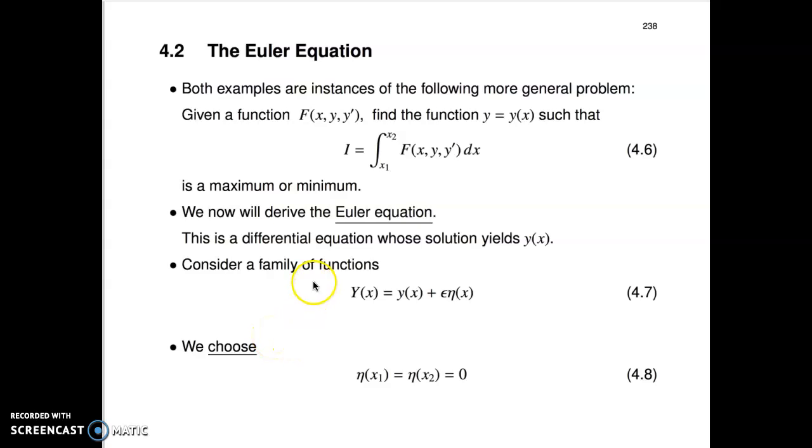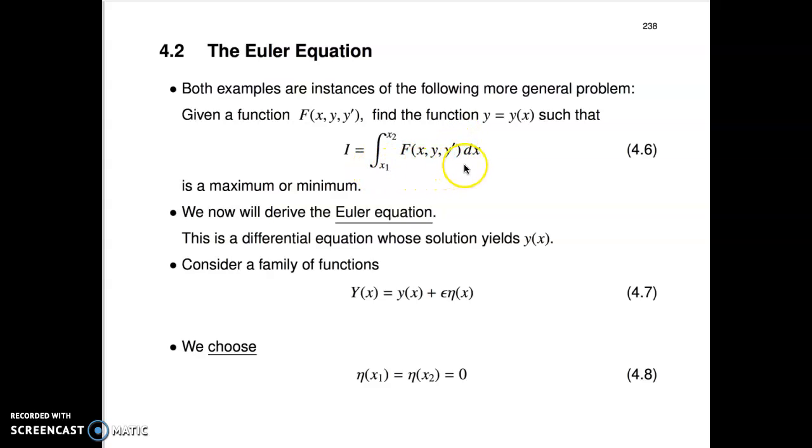So let's now go through the derivation of the Euler equation. Okay, so we start off with this statement of the problem. You're given this function, big F, and big F depends on x, but it also depends on y and y primed. So y is itself a function of x, and y primed is just the derivative dy by dx.